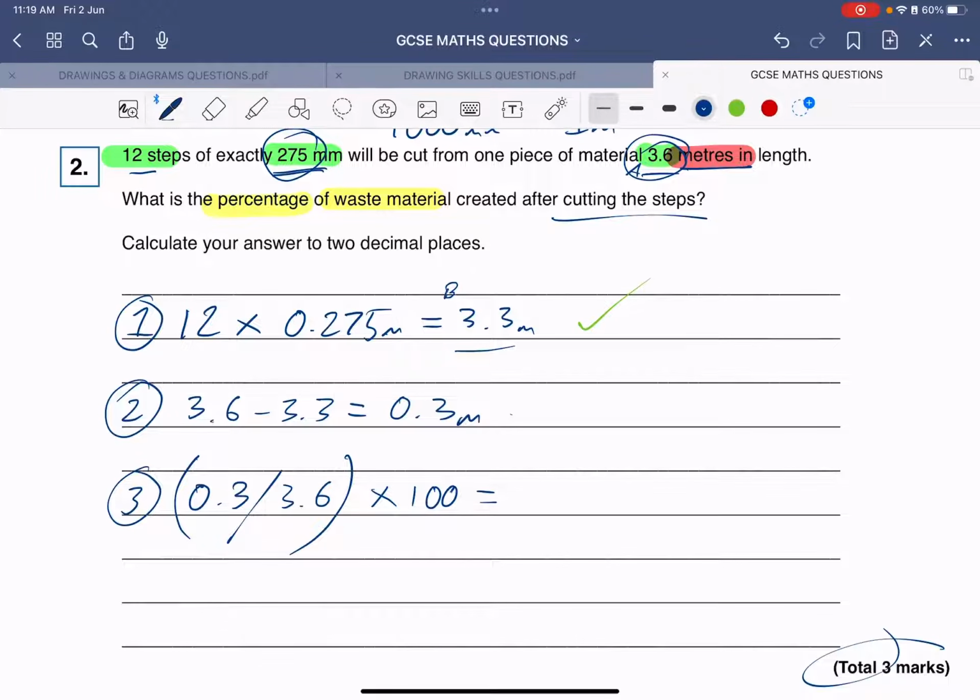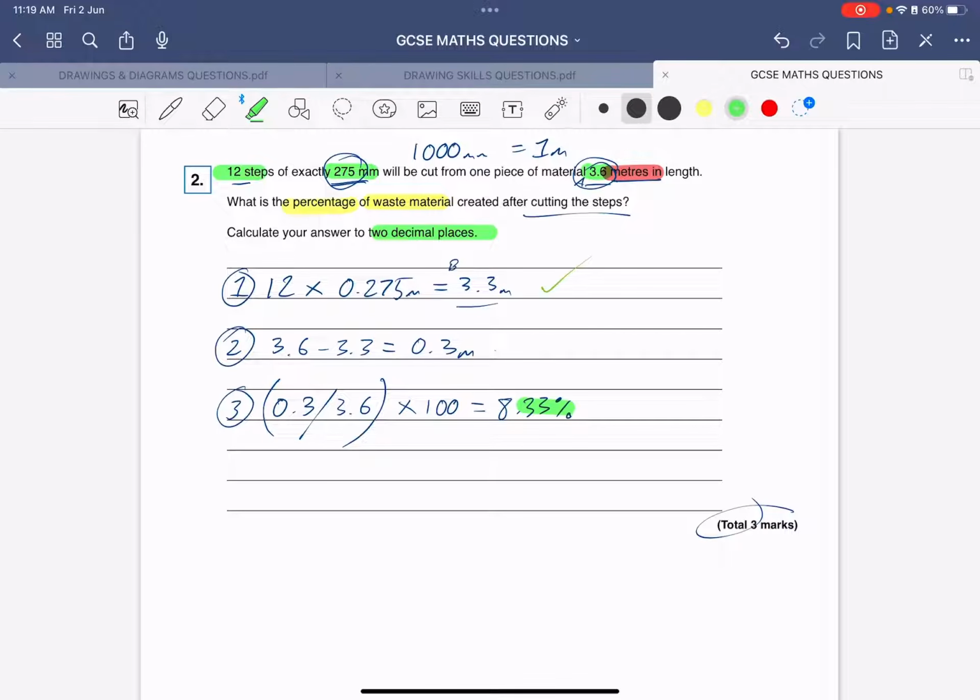And that will give you 8.33. Didn't write that very well, did I? 8.33 meters. Not meters, percent. There we go. Nearly lost my mark there. And that is correct because that falls into the line of 2 decimal places. We got 2 decimal places there. All right, so there we are. That's typically how percentages would be presented in the exam.